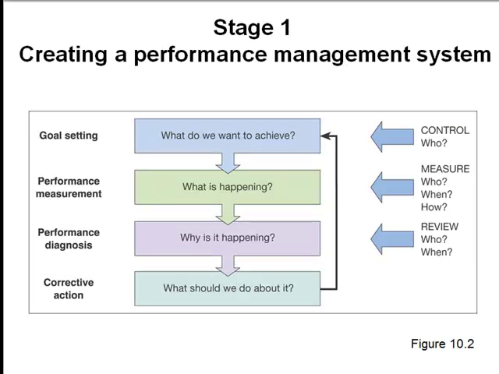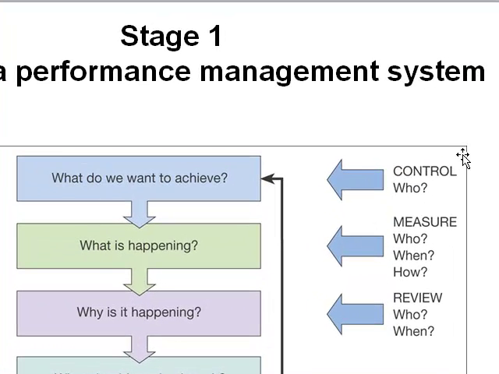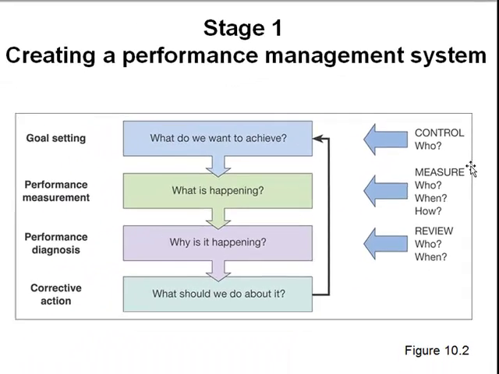Now, stage 1 would be creating a performance management system. You always start with a goal. What are you trying to accomplish? What do you want to achieve with your overall web analytics and optimization? And then performance measurement. Understand what's currently happening on your website and in your marketing, and then diagnose that. The question would be, why is it happening? And then from there, again, you take corrective action. Something is happening, it's either good or bad, and if it's good, you do more. If it's bad, you do less, or you eliminate it. So what should I do about it? And what you're trying to accomplish is controlling what you're doing, measuring what you're doing, and then reviewing it.